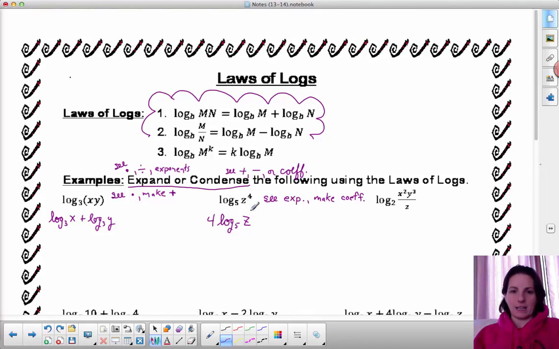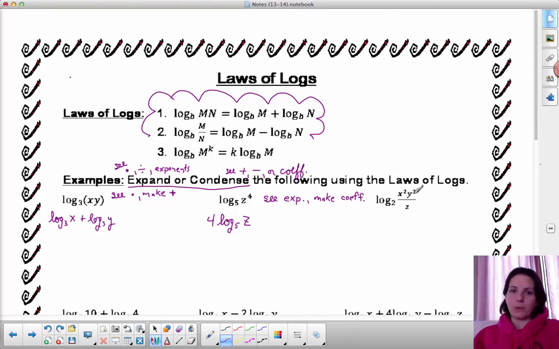In this second example, we see that we have an exponent inside a single log. So we have an exponent, so we need to make that exponent become a coefficient. So the 4 moves in front, and we write log base 5 of z.